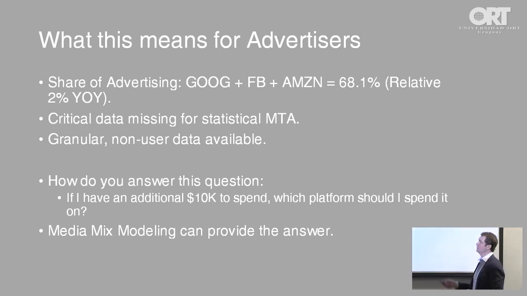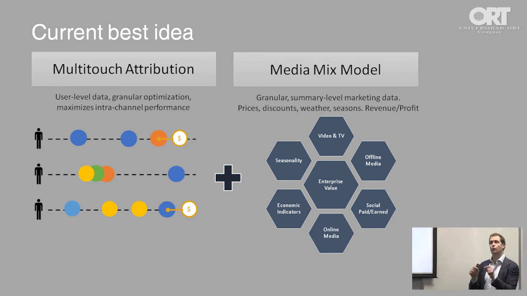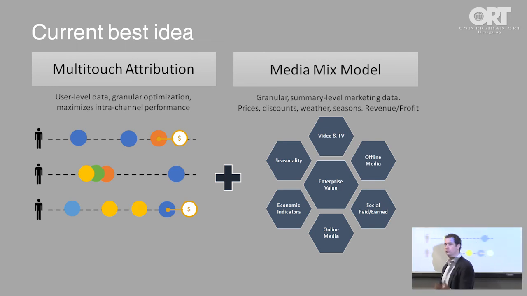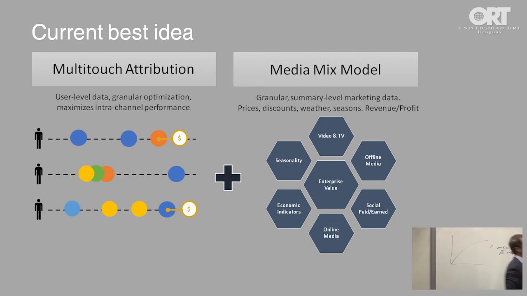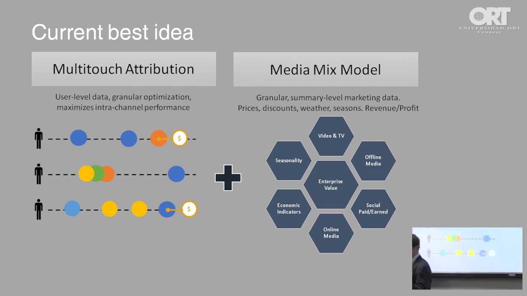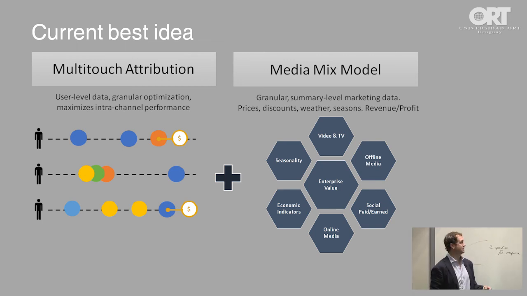So in closing, the place where I think we are now is we can have multi-touch attribution, which gives us a very granular understanding of how advertising is working within a channel. So if you have to decide what keywords to buy on Google and optimize those keywords, you can use multi-touch attribution. You can use media mix modeling to take into account things like seasonality and economic indicators, offline media, video and TV, to try to understand business performance. And then the goal is to somehow knit those 2 things together in a way that makes sense.